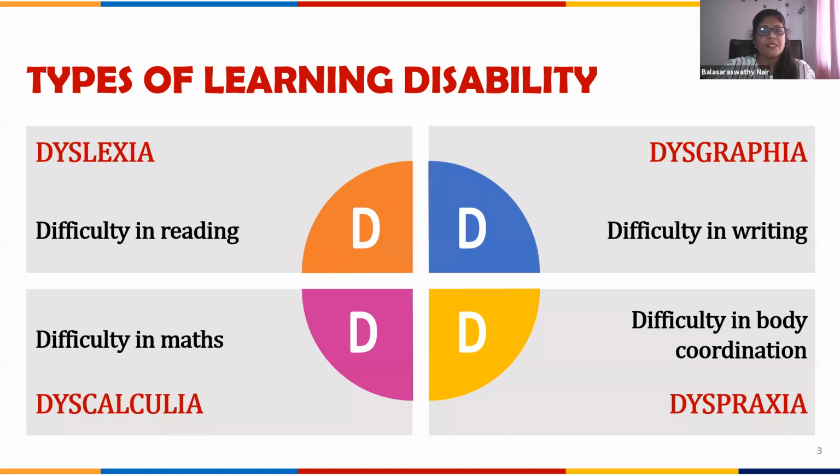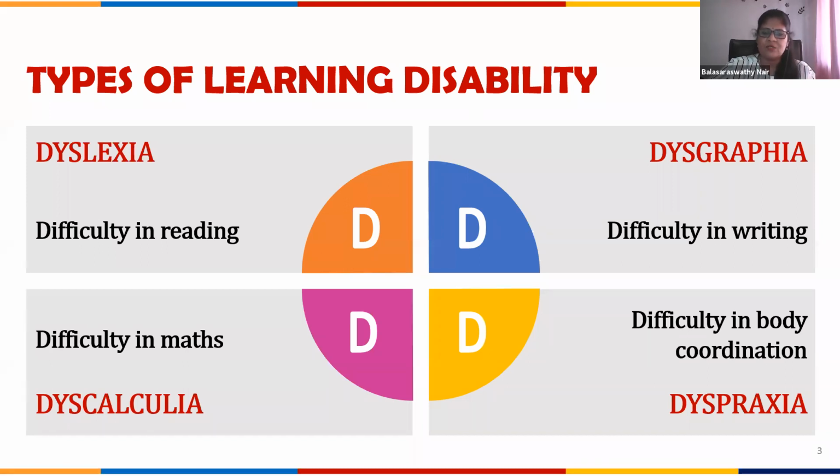Of course not. So learning disability is basically a problem with reading, writing, maths, and body coordination. These kids look absolutely normal. And what are they normal at? They're normal at looks, they're normal at singing, dancing, music, watching TV, playing games, everything is normal. So what's not normal with them is the way they read, the way they write, the way they do maths.